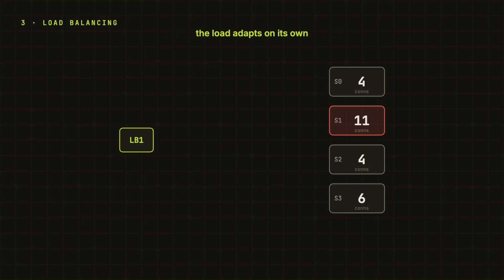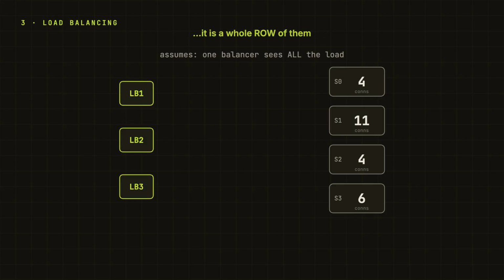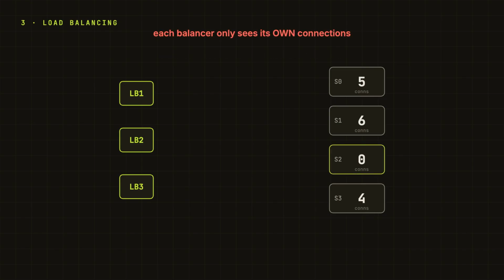But here is the catch, and this is the part a lot of explanations skip. Least connections always assumes that we can see the load on every server. But at any real scale, we do not have just one load balancer. We have a whole row of them. And each load balancer only knows about the connections that it opened. It has no idea what the other load balancers are doing.